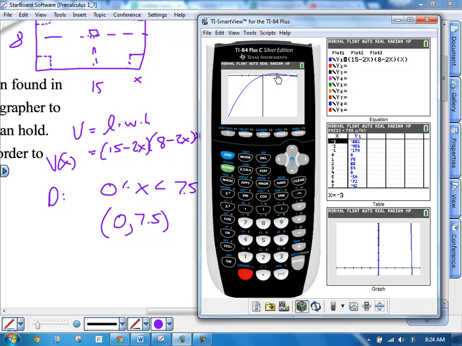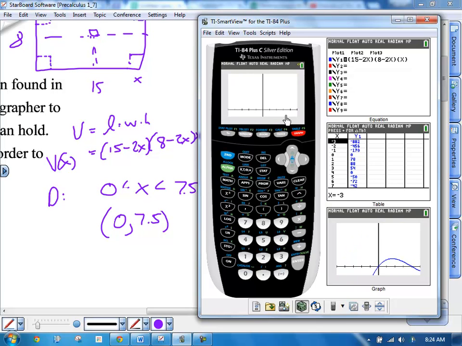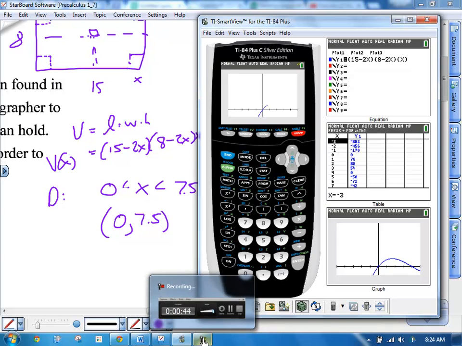Well, I need this point up here. So I'm just going to go to my window, and I'm going to make Y max much bigger so that I can see this thing. Min, I don't care as much about the min. I'll do negative 100, and I'll do like 500 here. Just take a look at that and see what we see. All right, so that's good enough.